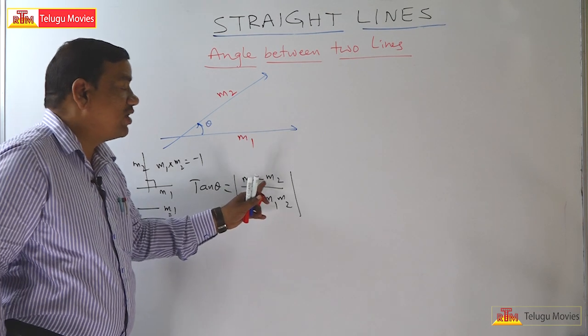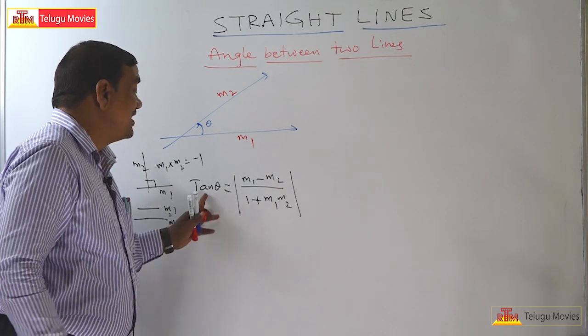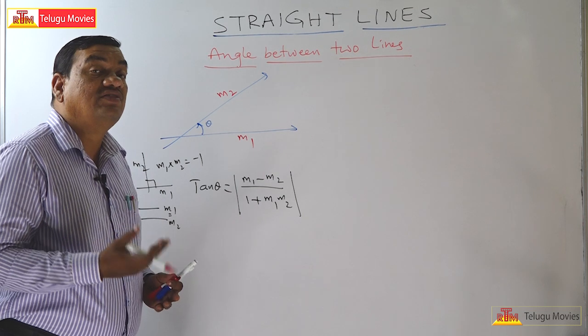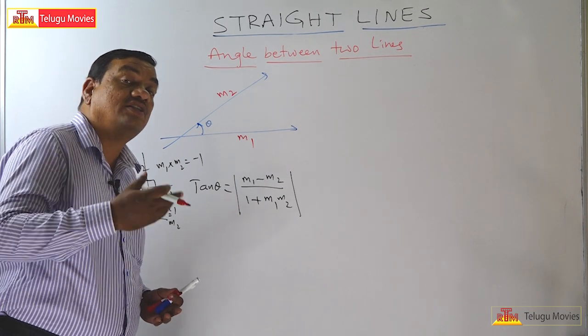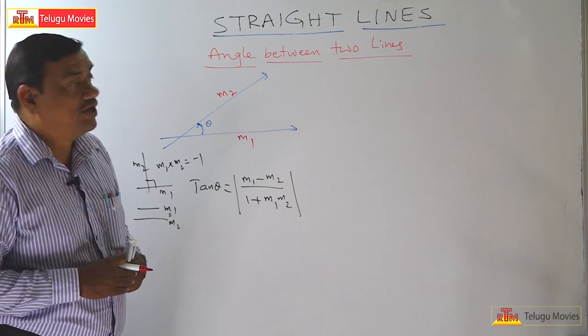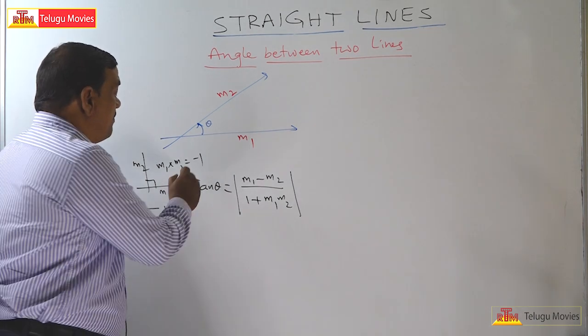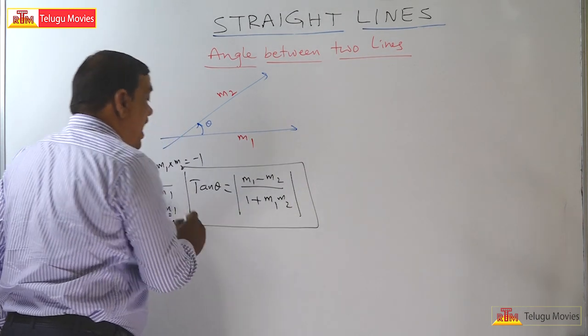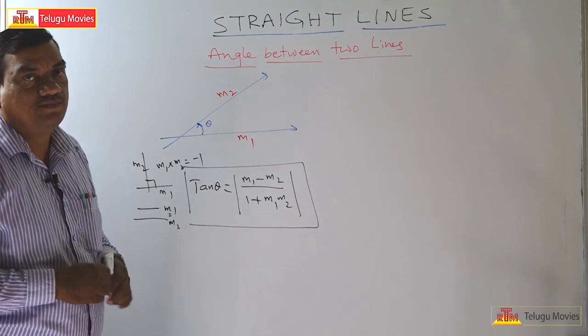If two lines are parallel, then we say that m1 is equal to m2. See, keep here m1 minus m2 will become 0. Tan theta is equal to 0 means theta is either pi or 0 degrees. Okay, so this is the main formula to find the angle between the two lines.